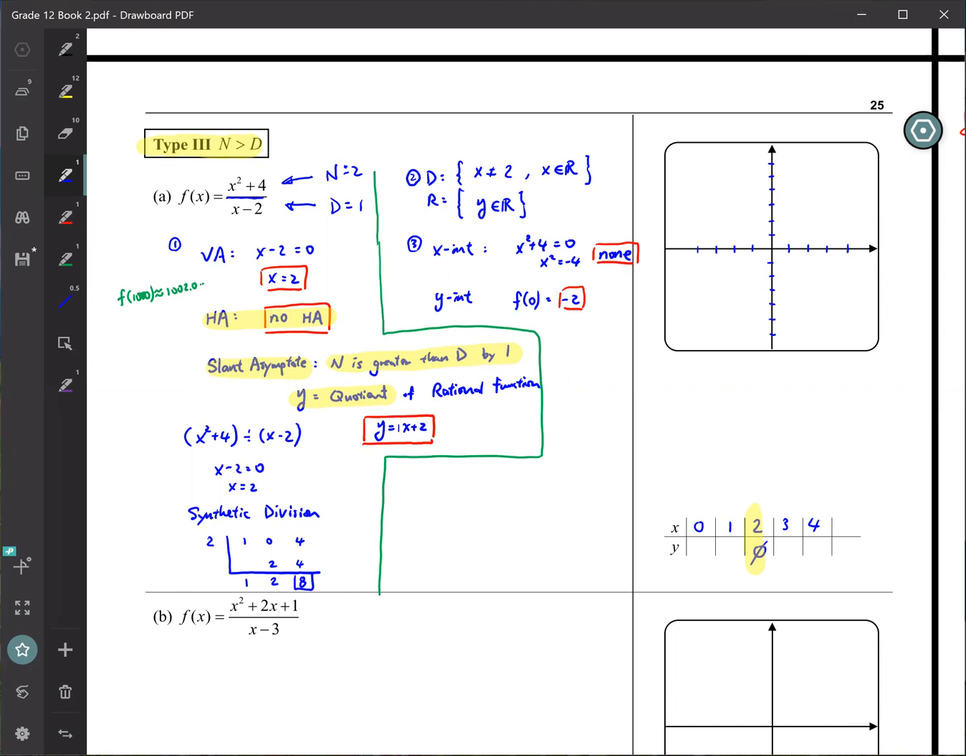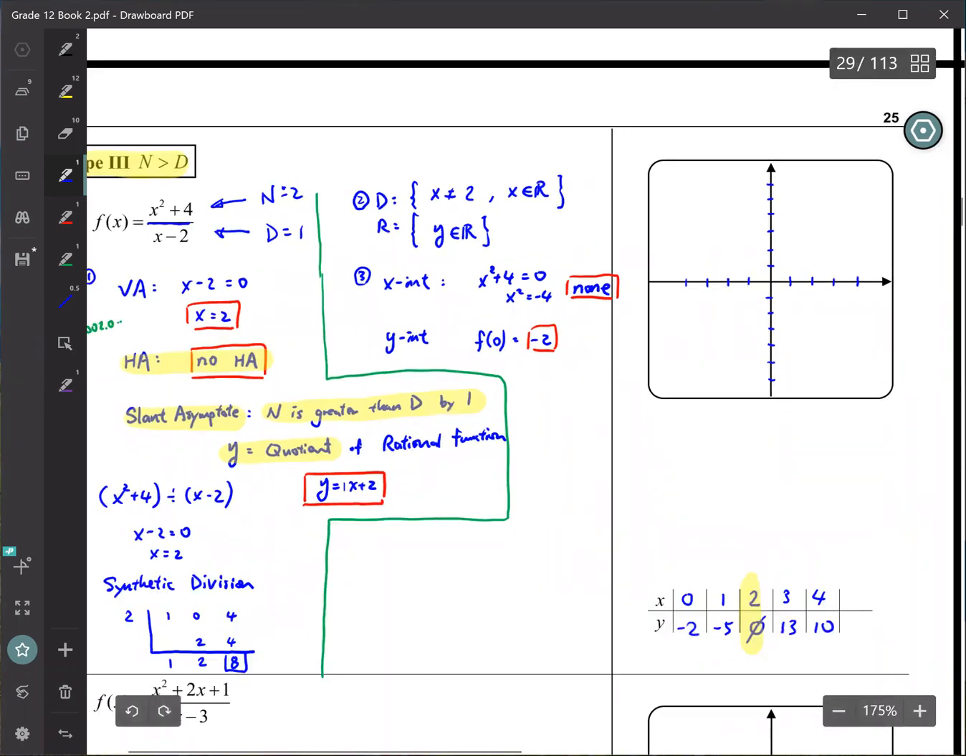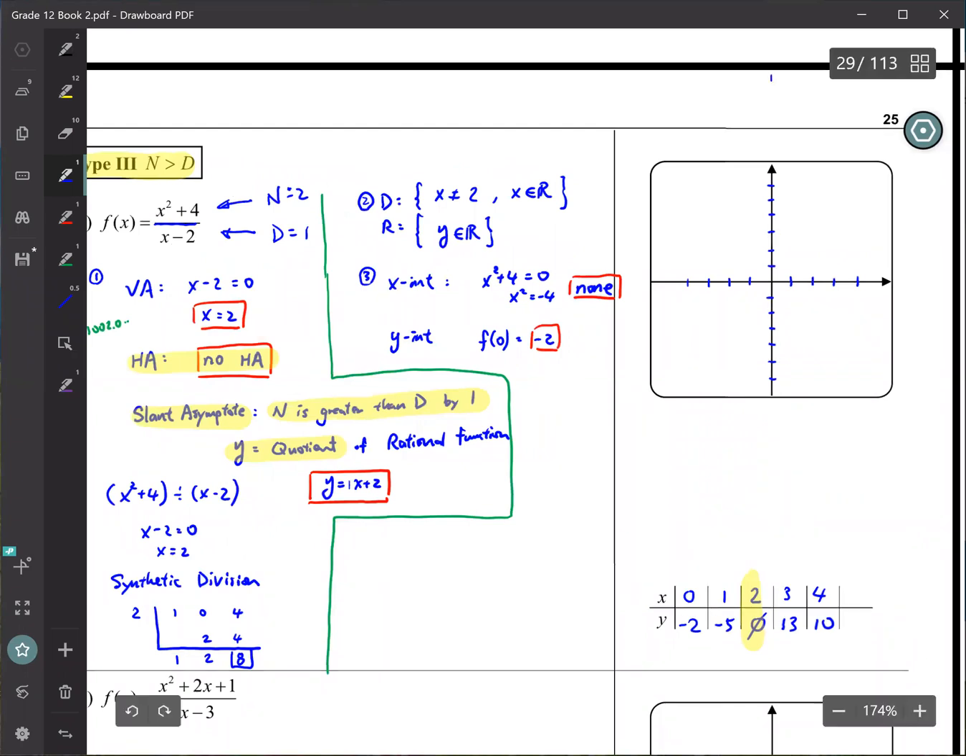Okay, Cindy, what do you have for 0 and 1? -2 and -5. Okay, thank you. And Eric, what about 3 and 4? 13, 10. 13 and 10. Wow, that's big. Okay. All right, so that means I need to extend then. Okay, I need to extend my graph. 1, 2, 3, 4, 5, 6, 7, 8, 9, 10, 11, 12, 13. Okay. All right, so let's plot the points.